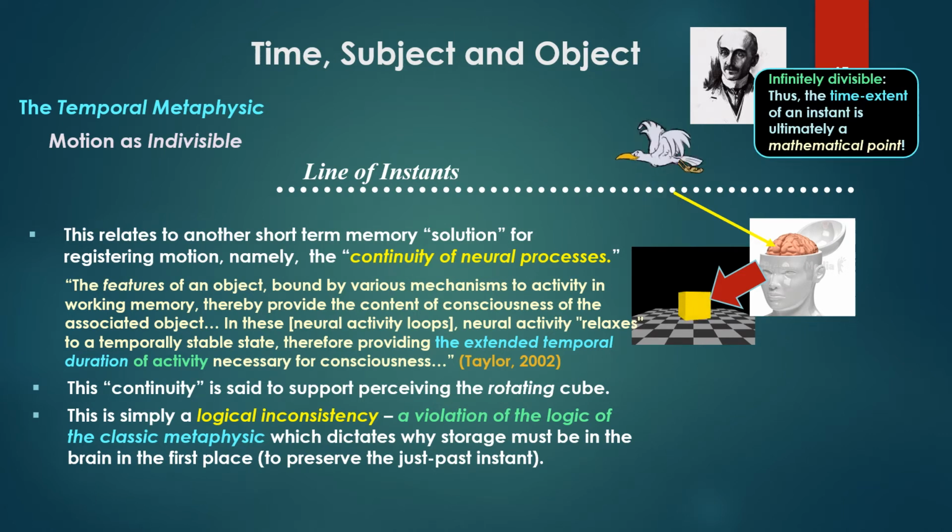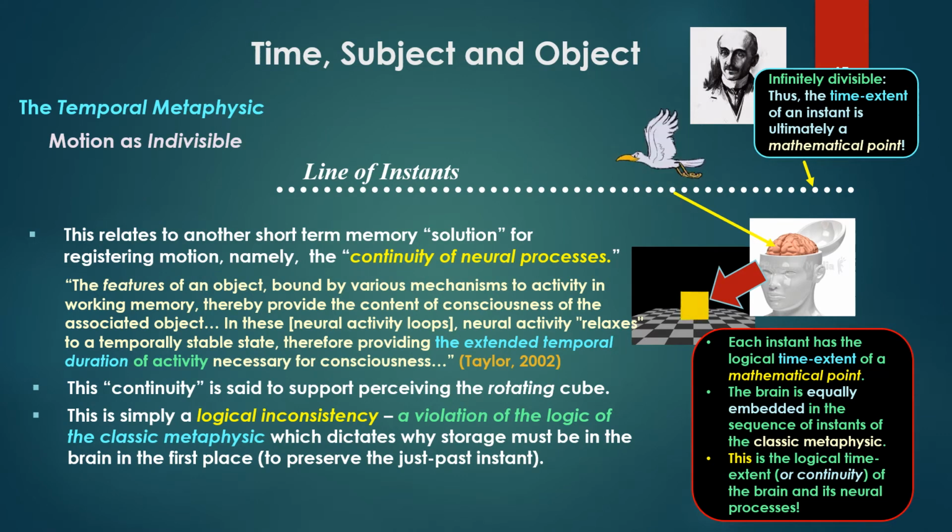Again, we have an infinitely divisible line. Again, the time extent of an instant is ultimately a mathematical point. So each instant has the logical time extent of a mathematical point. So the brain is equally embedded in the sequence of instants of the classic metaphysic. So this is the logical time extent or continuity or temporal duration of activity, quoting Taylor, of the brain and its neural processes. So you can't see the rotating cube or the flapping wings and stay within the classic metaphysic. It's logically inconsistent.